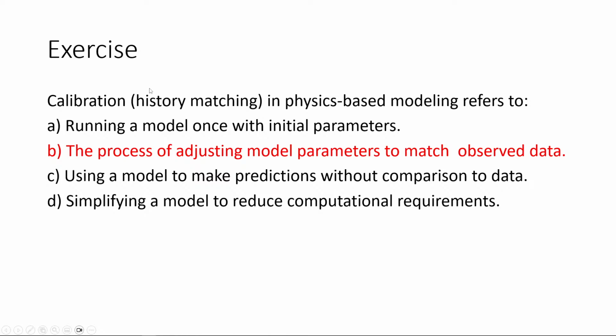So the exercise: calibration, or history matching, in a physics-based model refers to running the model once with initial parameters? No. It is the process of adjusting the model parameters to match the observations. Yes. You can adjust the model parameters, the model structure, and the boundary conditions. You just keep improving your model until it is capable of simulating what you're observing in the field. Using a model to make predictions without comparison to data? Exactly not. Simplifying the model to reduce computation requirement? Also, that's not the main purpose for doing this.